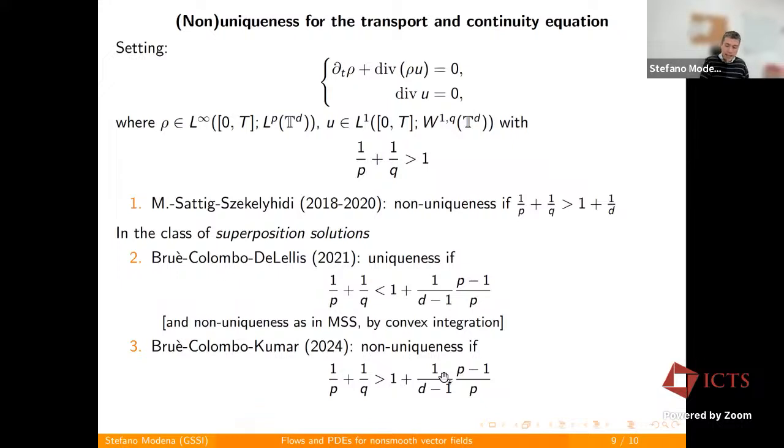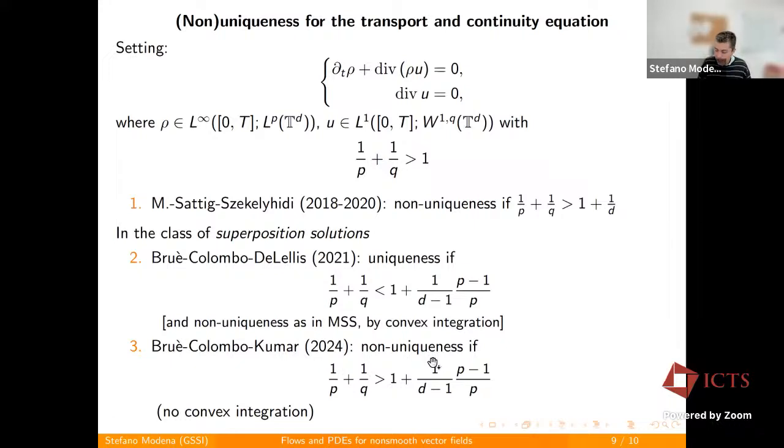And what is interesting is that this proof is not convex integration. So it was not done by convex integration, but it's really the explicit construction of one counterexample. So there is no flexibility, not the huge amount of counterexamples that you get by convex integration. It's the construction of one specific counterexample where you can see that.